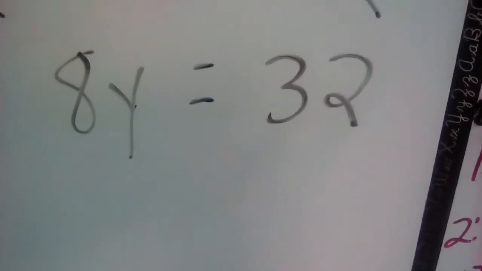Now I have 8 times a number is equal to 32. Okay, 8 times a number is equal to 32. How do I figure that out? I'm going to divide. Division is the opposite of multiplication. This cancels out. I'm left with y is equal to, and 32 divided by 8 is 4. There's my answer. I would go back up here, and I would put the number 4. Okay? So that's how you got to do these.